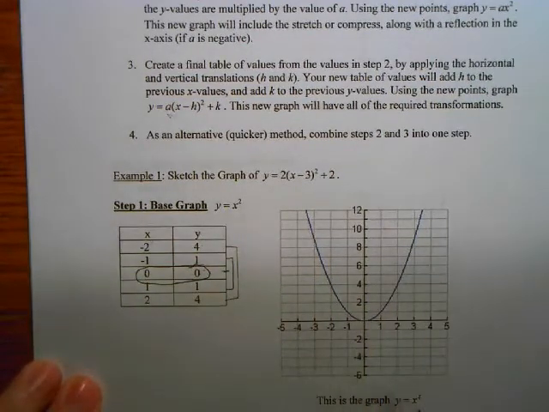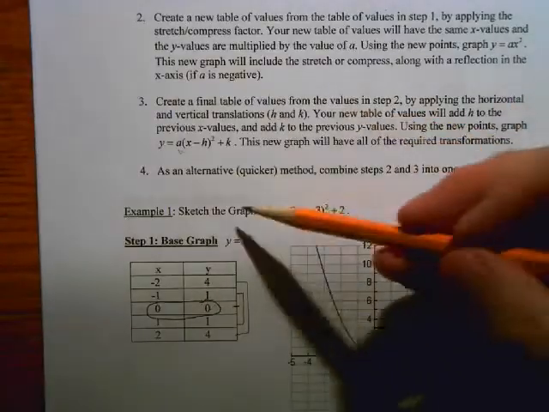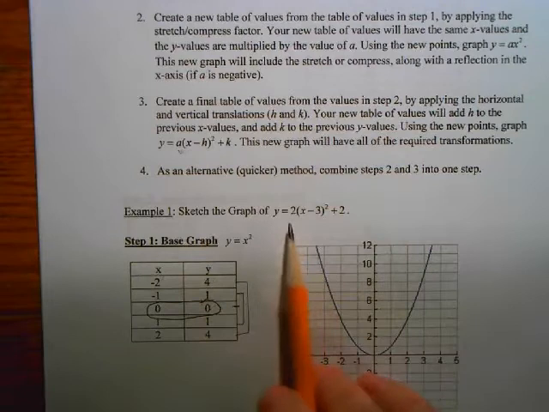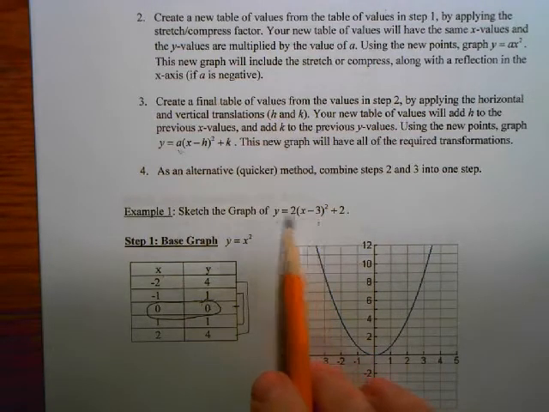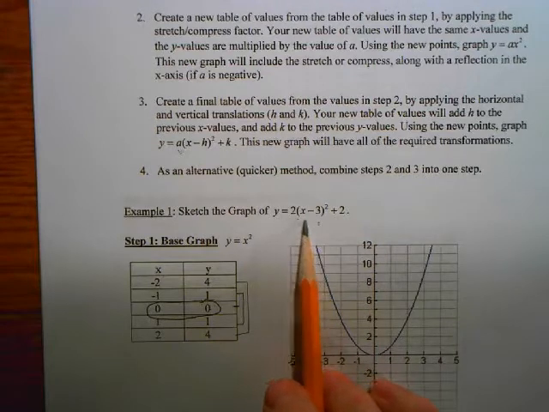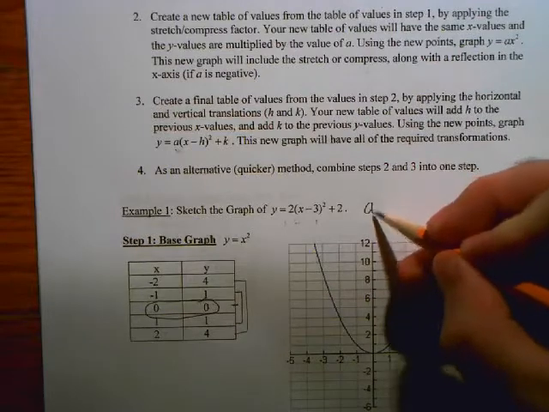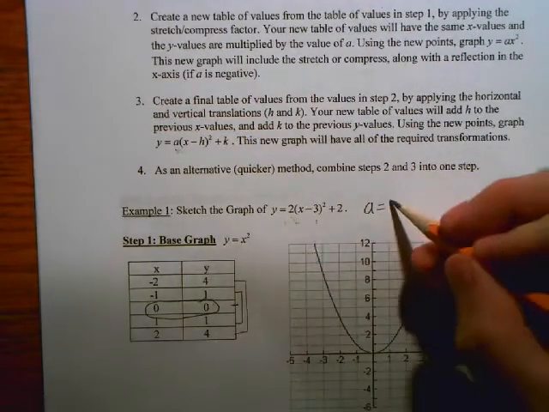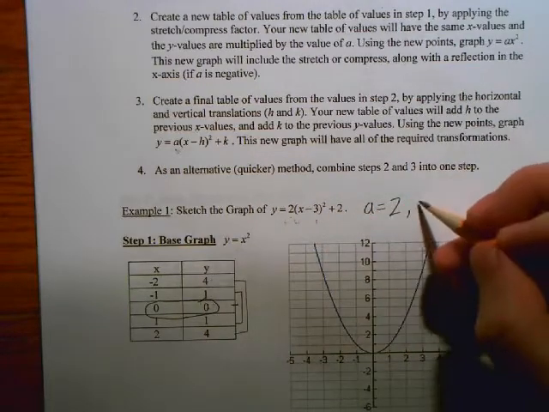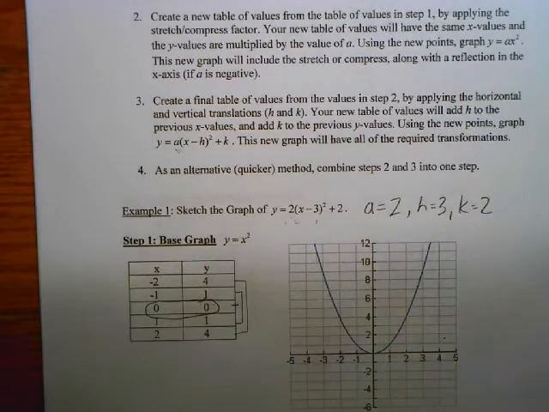This is the graph of y equals x squared. Now we're going to do the example where this is our equation, y equals 2(x minus 3) squared plus 2. What I always want you to do is strip out the values of a, h, and k. So a is 2, h is positive 3, and k is positive 2. We're going to be using those to come up with our new points.